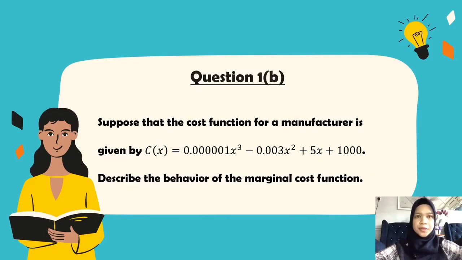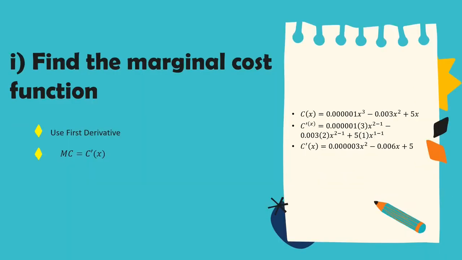Question 1b, suppose that the cost function for a manufacturer is given by C(x) equals 0.0000001x cubed minus 0.003x squared plus 5x plus 1000. Describe the behavior of the marginal cost function. Question B1, find the marginal cost function.